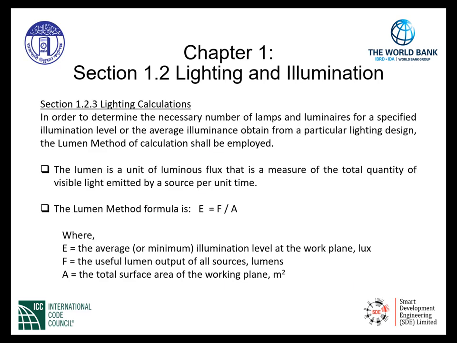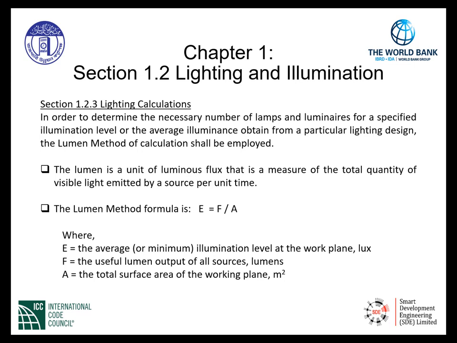Section 1.2.3, titled Lighting Calculations. In order to determine the necessary number of lamps and luminaires for a specific illumination level or the average illuminance obtained from a particular lighting design, the lumen method of calculation shall be employed. The lumen is a unit of luminous flux that is a measure of the total quantity of visible light emitted by a source per unit time.